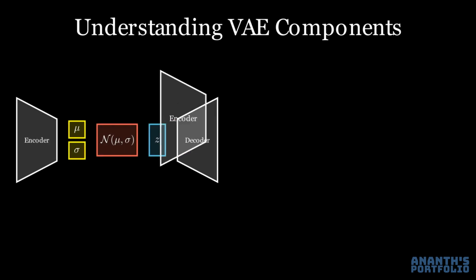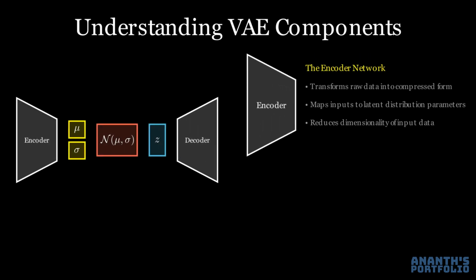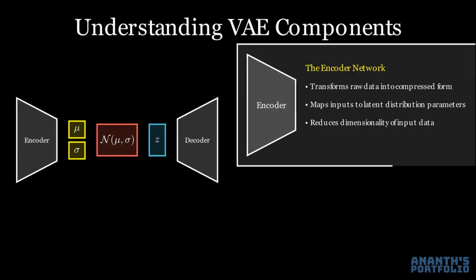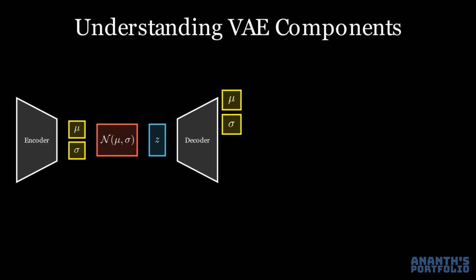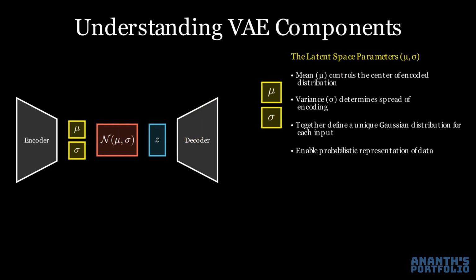Now let's dive into the detailed working of each component. Think of the encoder as our data compression expert. Unlike regular autoencoders, our VAE encoder does something really clever. It doesn't just compress your data by reducing the dimensionality of the data. Instead, it tries to learn the mean, mu, and variance, sigma, of the input data, capturing not just the features but also the uncertainty in the data.